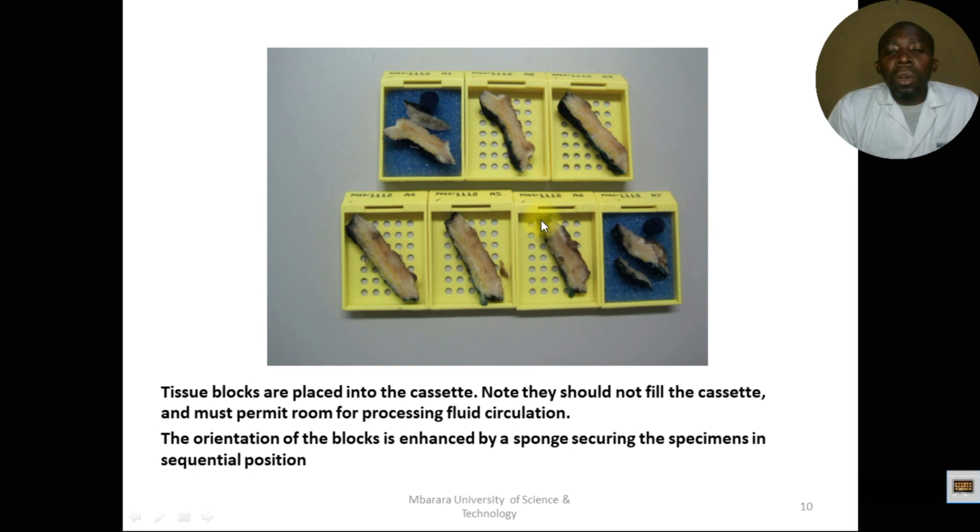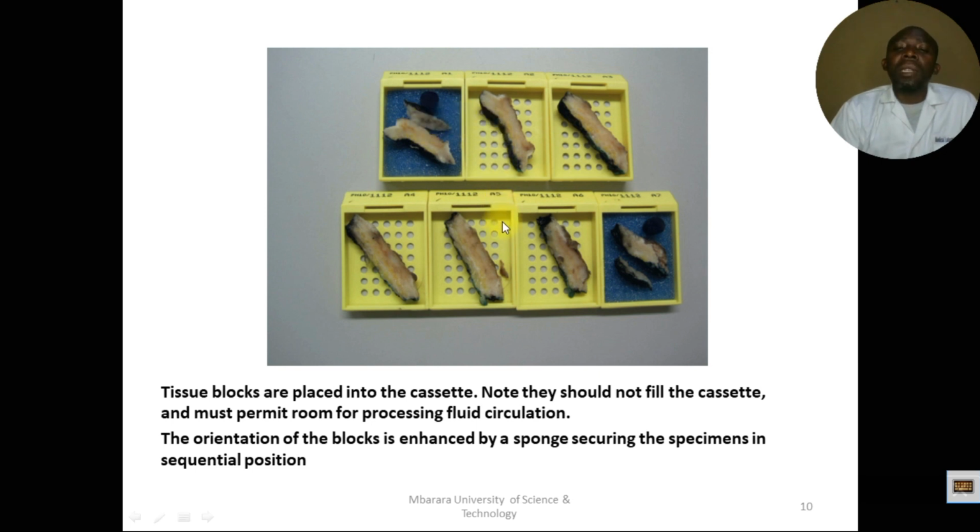We need to note that they should not actually fill the cassette and must permit or give room for processing fluid to circulate, so they should not be big enough. So the orientation, just like I said, of the block is enhanced by a sponge securing the specimen in the sequential position. So we have some cassettes here which have blue sponge. This blue sponge is going to help maintain the position or the orientation of the tissue in the cassette, so that it doesn't change.